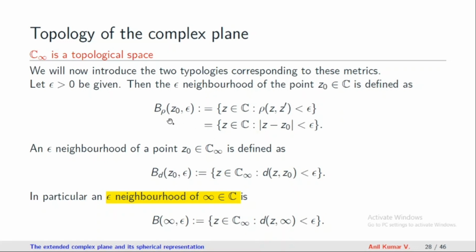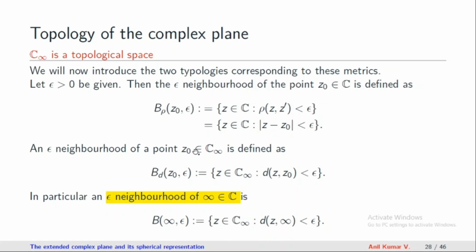Then we define the open ball with the center z0 and the radius epsilon with respect to the metric rho as the set of all those points z in C such that rho of z and z0 is less than epsilon. That is equal to the set of all those points in C such that modulus of z minus z0 is less than epsilon.